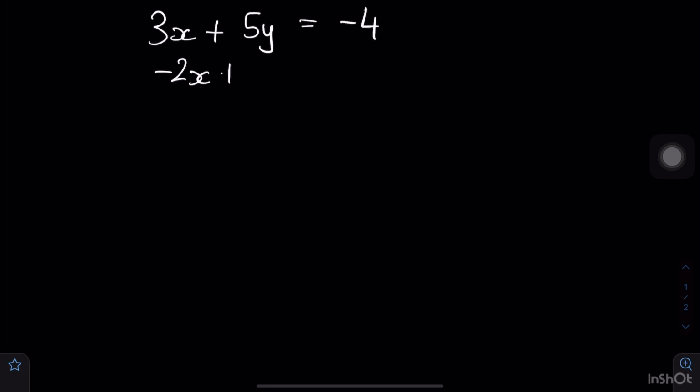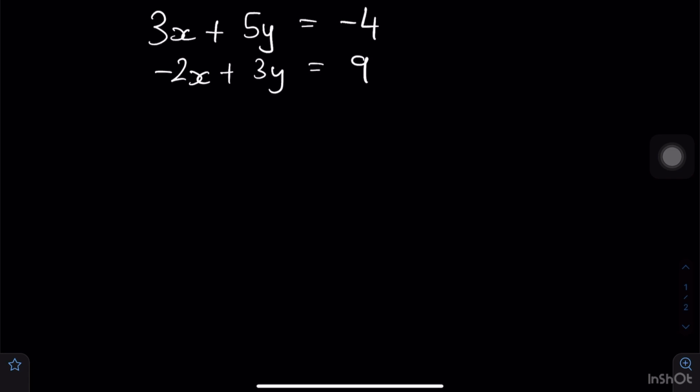Hi guys, in this video we will be going through simultaneous equations, so linear simultaneous equations, and the method that we will use to solve these equations will be the elimination method. So let's get started with an example. We have 3x plus 5y is equal to minus 4, minus 2x plus 3y is equal to 9.